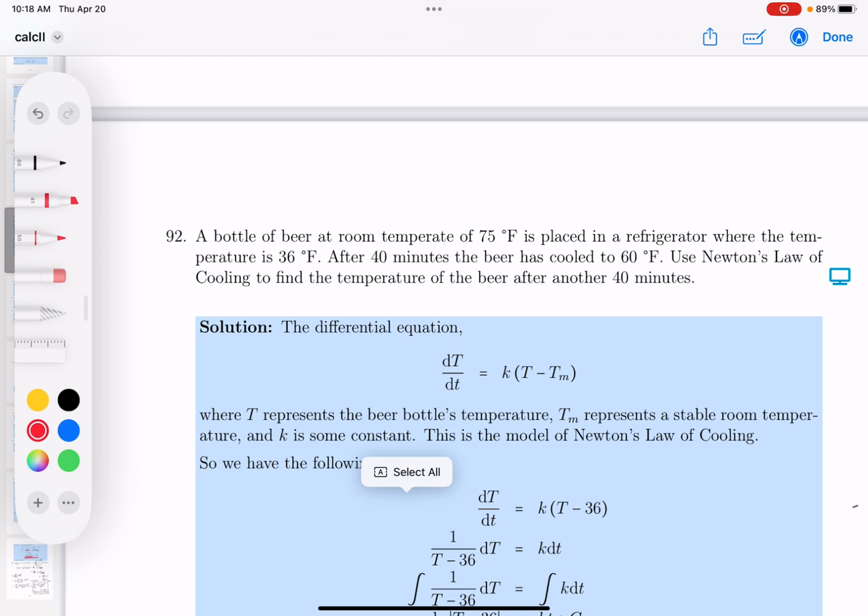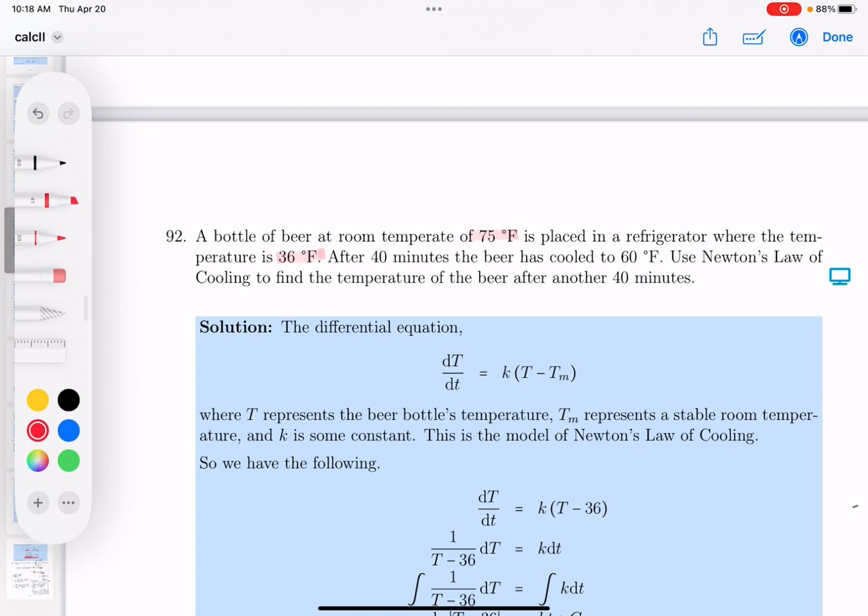It says a bottle of beer at room temperature, 75 degrees. All right, this is room temperature. The bottle of beer is at 75 degrees as well, by the way. It's placed into a refrigerator, and the refrigerator, I'm going to say, is another room. The refrigerator is at a stable temperature of 36 degrees. It works to maintain that temperature at 36 degrees.